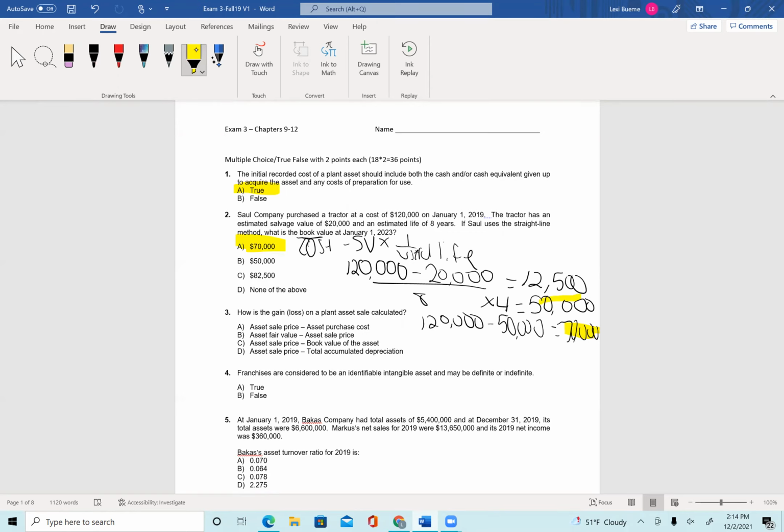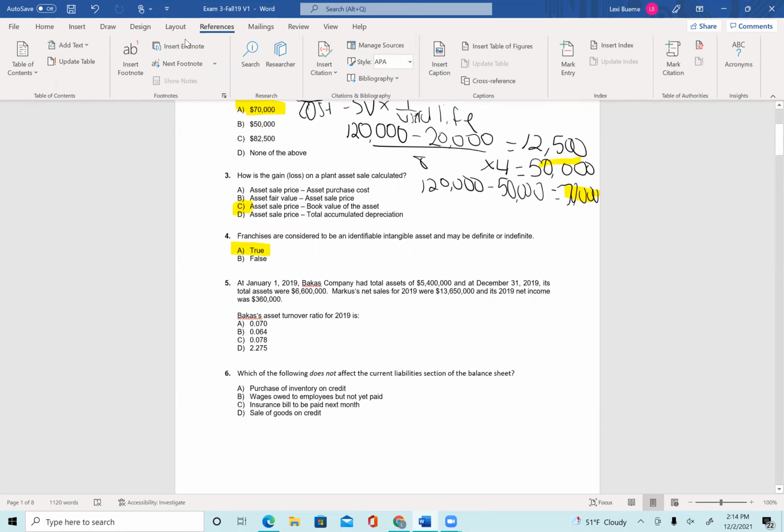So how is the gain or loss on a plant asset calculated? It's the sale price minus the book value of the asset. Franchises are considered to be an identifiable intangible asset and may be definite or indefinite. That's going to be true. It doesn't always have to be a certain way, it could be either.